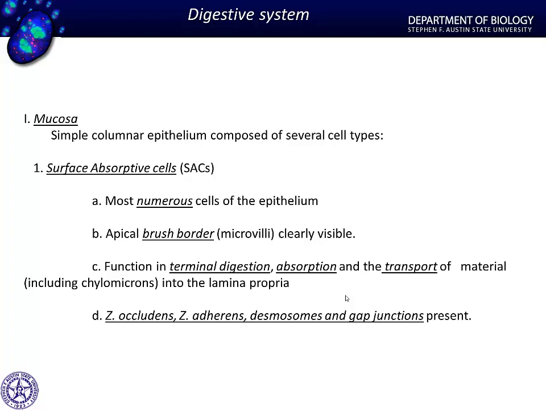But these epithelial cells are also going to have gap junctions. The purpose of the gap junctions, again, absorption being a global function that's happening over the entirety of our alimentary canal, this lower portion, this is going to help them function as a syncytium.